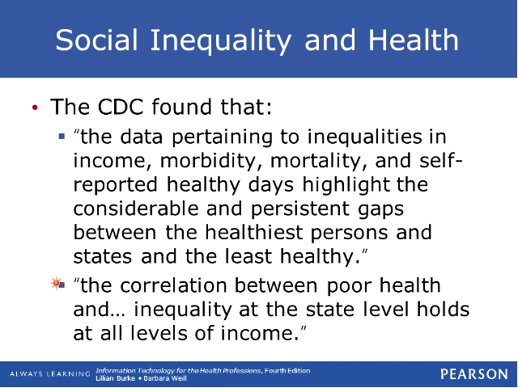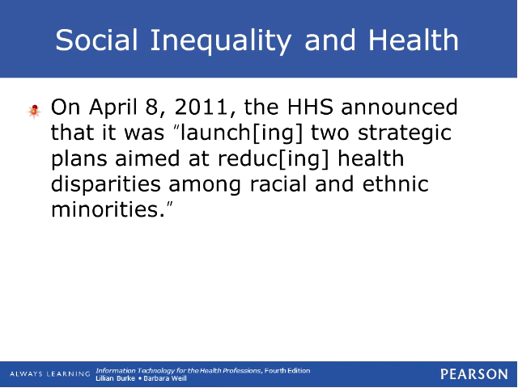The correlation between poor health and inequality at the state level holds at all levels of income. So this is consistent. This is a direct result. The higher incomes have better health than the people with lower incomes. On April 8, 2011, the Health and Human Services announced that it was launching 2 strategic plans aimed at reducing health disparities among racial and ethnic minorities.